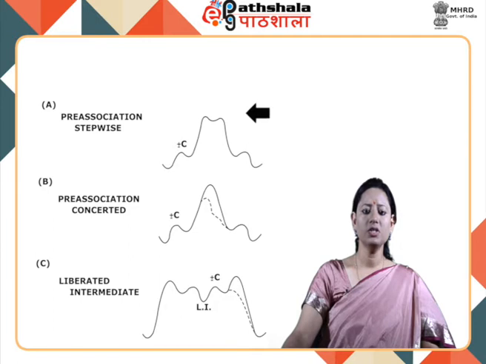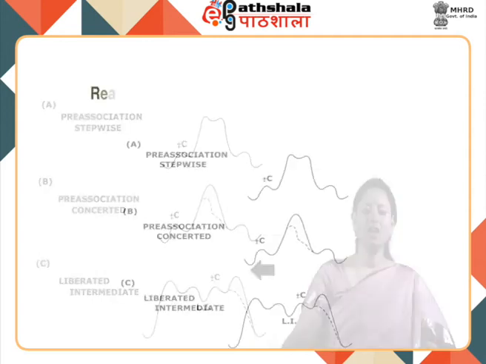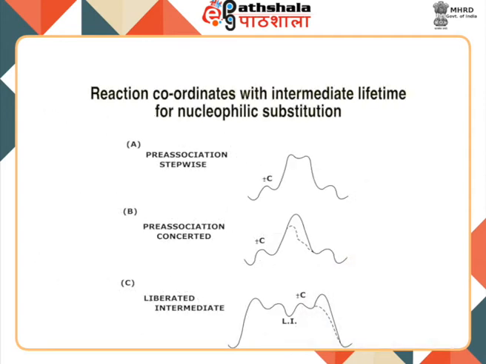Here pre-association stepwise is shown, then pre-association concerted. Diagram C shows a liberated intermediate. These are the reaction coordinates with intermediate lifetimes for nucleophilic substitution. This schematic representation conveys the reaction coordinates that distinguish between mechanisms based on the lifetime of intermediates. It is only unstable or steady state intermediates which were considered not to accumulate during the reaction.